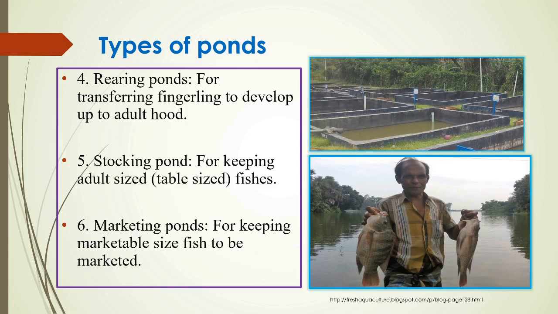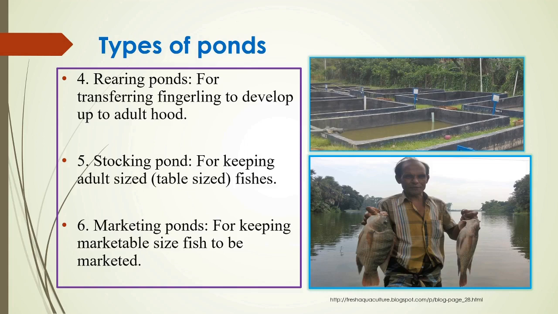The fifth type of ponds are stocking ponds. Stocking ponds are also called grow-out ponds. These are used for keeping the adult-sized fishes. That means the fishes which are grown out or which are breeder fishes now. So these breeder fishes are stocked in the stocking pond.